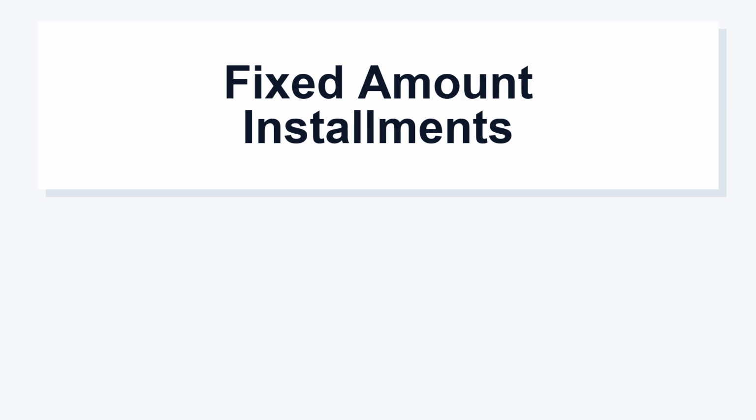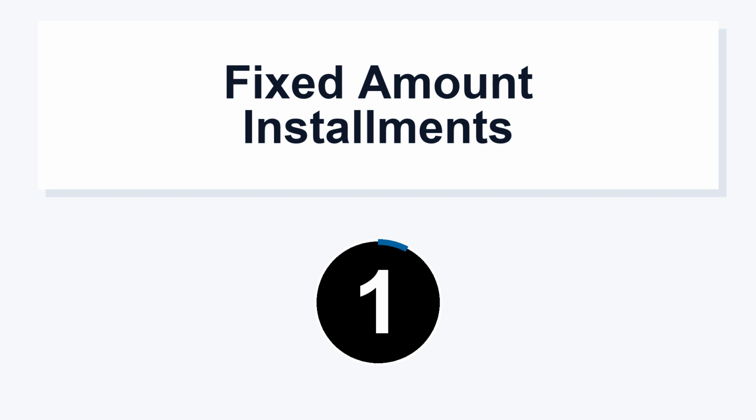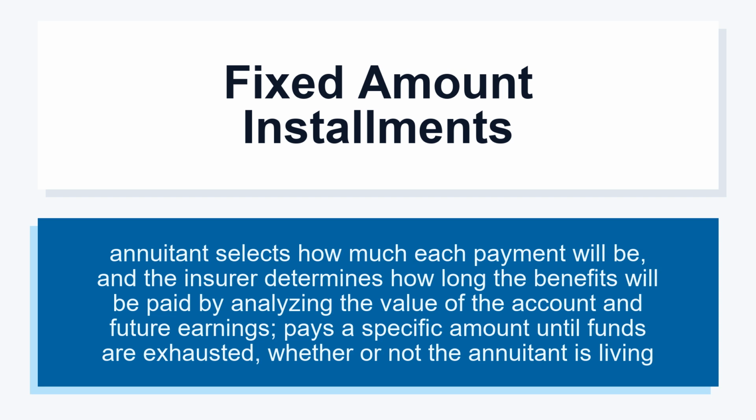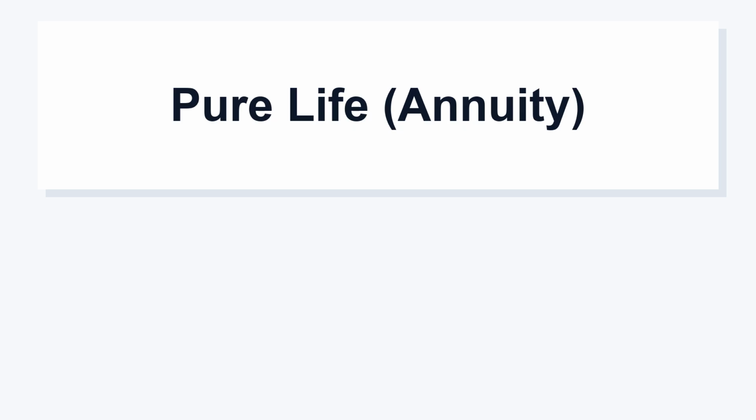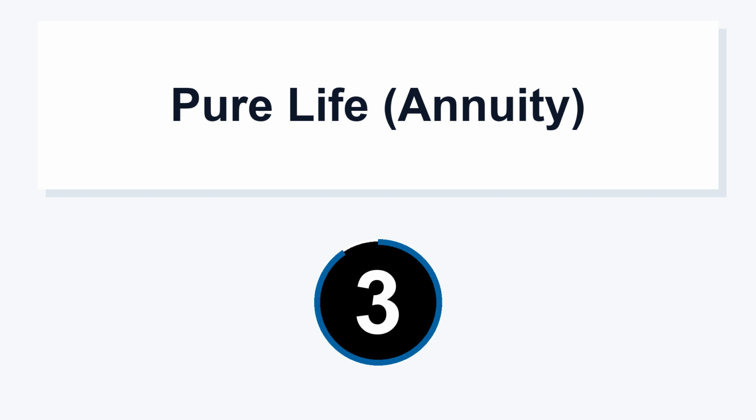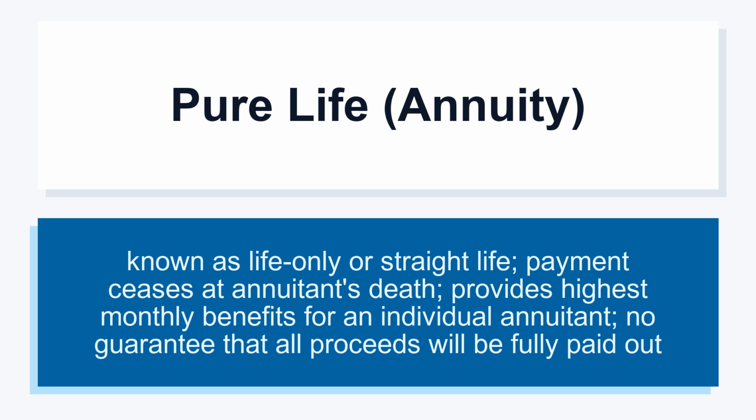Fixed amount installments. The annuitant selects how much each payment will be, and the insurer determines how long the benefits will be paid by analyzing the value of the account and future earnings. It pays a specific amount until funds are exhausted, whether or not the annuitant is living. Pure life annuity, known as life-only or straight life: payment ceases at the annuitant's death, provides the highest monthly benefits for an individual annuitant, with no guarantee that all proceeds will be fully paid out.